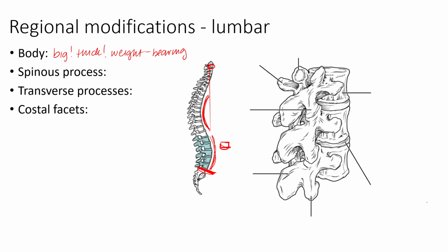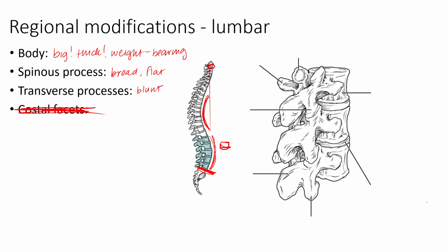Okay, the bodies are bigger and those intervertebral discs are bigger. The spinous processes are broad and flat. I think of these as looking more like moose. If the thoracic ones look like giraffes, these look like moose. The transverse processes are also blunt. And costal facets are non-existent because that was only in thoracic vertebrae, right?